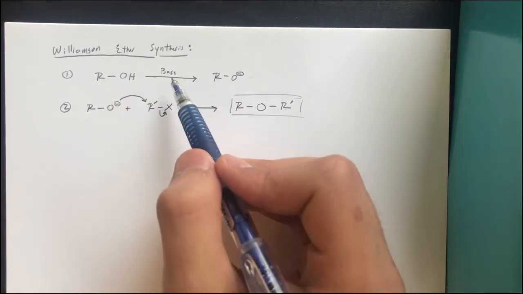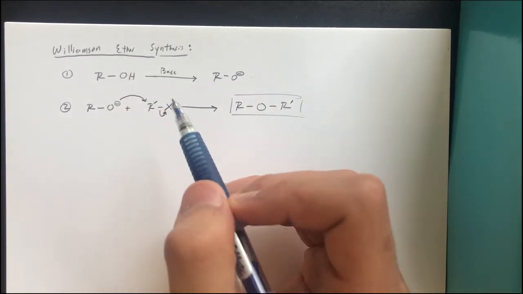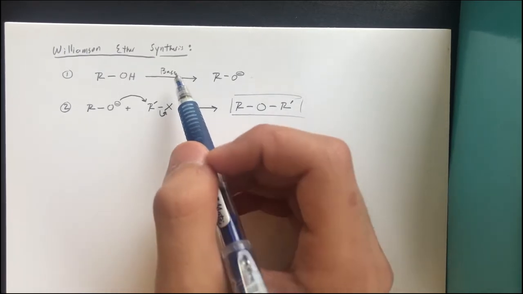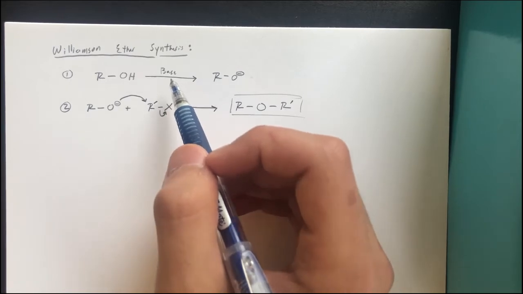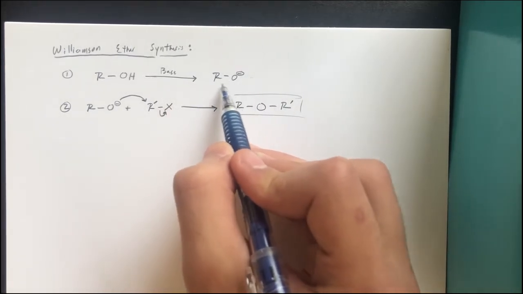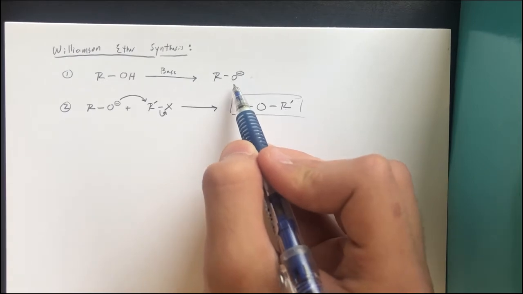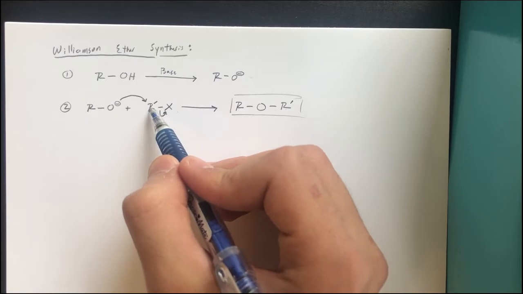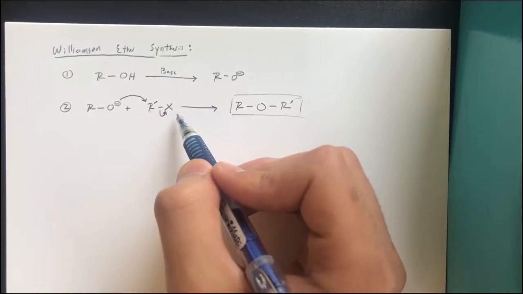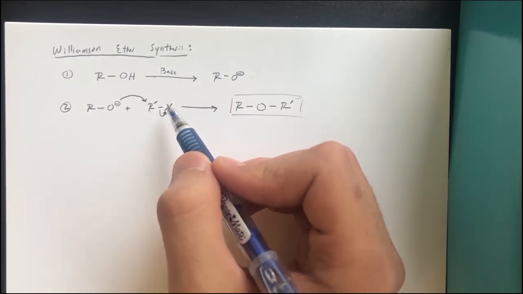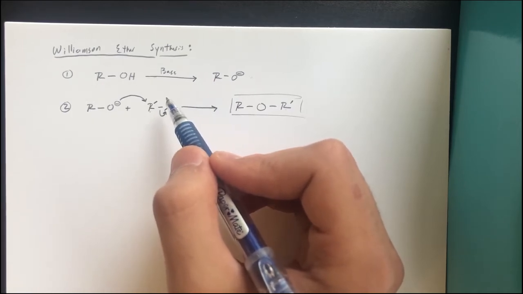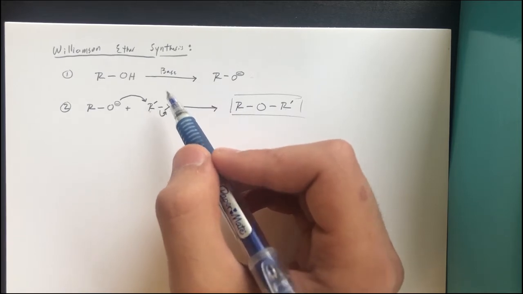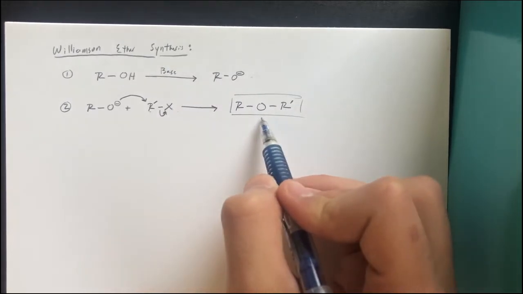in very, very basic conditions. So in a stronger base than sodium hydroxide or potassium hydroxide, we're talking about sodium amide, sodium hydride, etc. And then we get an alkoxide here, right? The second step of the reaction is the addition of an alkyl halide. So the RX, and the X is any halide: chlorine, bromine, iodine, except fluorine, because fluorine is weird. And then we get an ether right here.